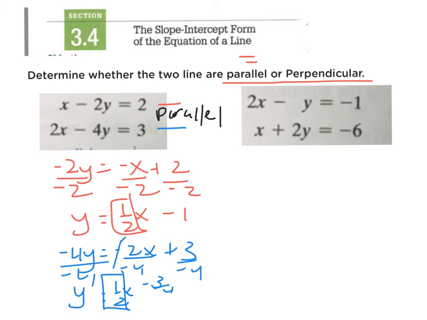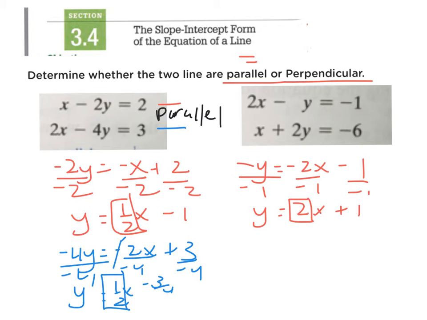So now let's do the same thing over here. I'm going to solve for y, so I'm going to move my 2x over, so negative y equals a negative 2x minus 1, but I'm going to divide by negative 1 to get my y by itself. So y becomes a positive 2x, positive 1, so my slope is 2.